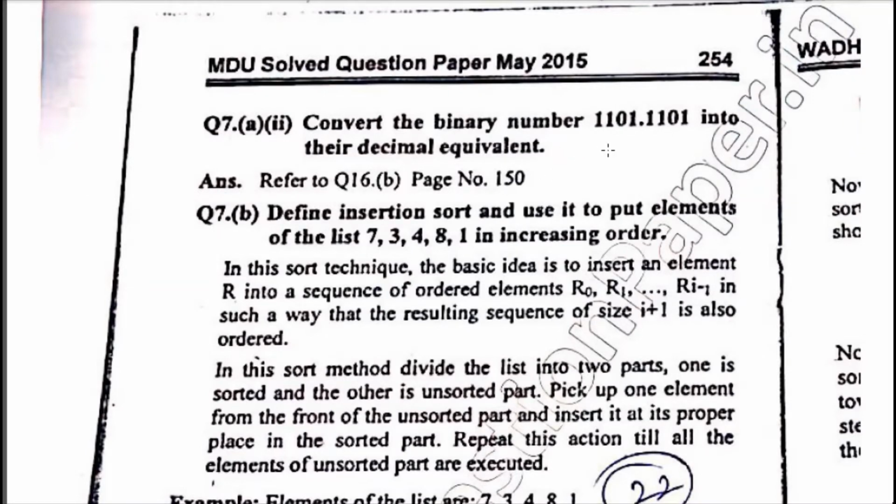Convert the binary number 1101.1101 into its decimal equivalent. So if this is a binary number, we want to find its decimal equivalent. We know that to convert a binary number to a decimal number, this will be 1.